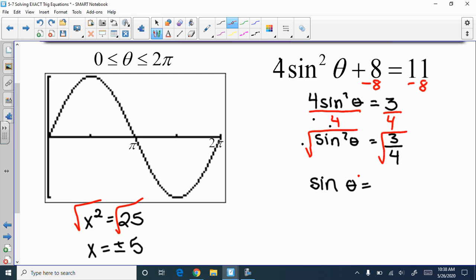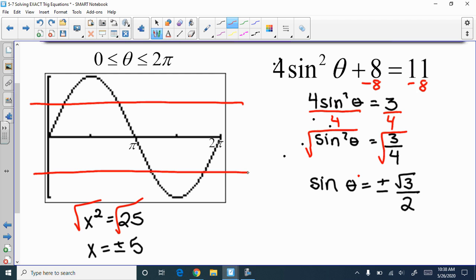And so in this case here, sine of theta can be plus or minus square root of 3 over 2. Take the square root of the numerator and the square root of the denominator. So we are not just going to have 2 solutions in this case, we are actually going to have 4 solutions. We're going to have 2 solutions for when sine of theta equals positive square root of 3 over 2, and 2 solutions for when sine of theta equals negative square root of 3 over 2.